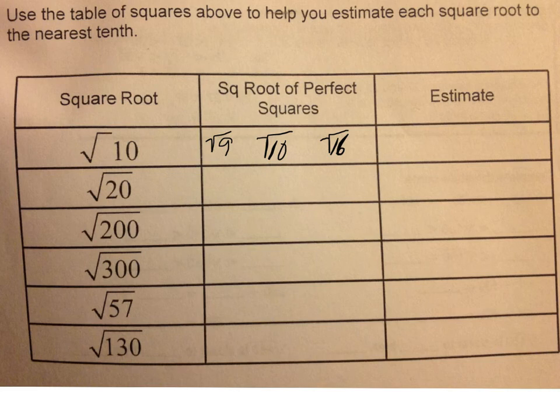Okay, now the square root of 9 is 3, and the square root of 16 is 4. So the square root of 10 is somewhere between 3 and 4. It's 3 point something. And I want you to estimate 3 point what? Estimate to the nearest tenth what you think the square root of 10 would be.